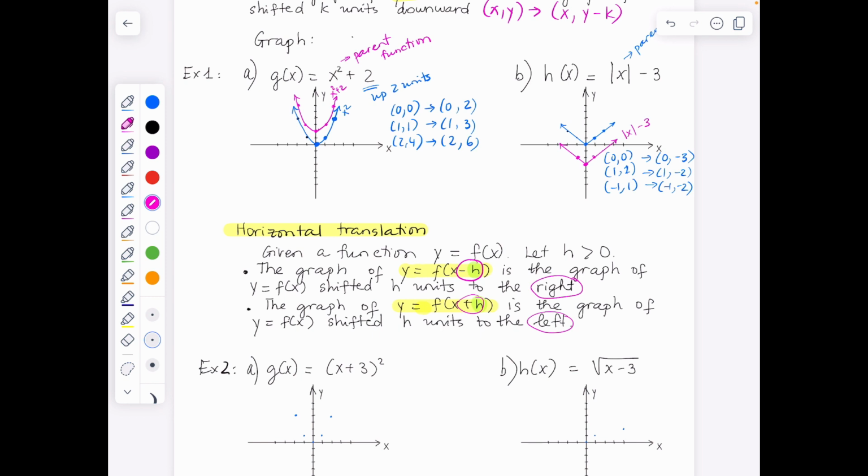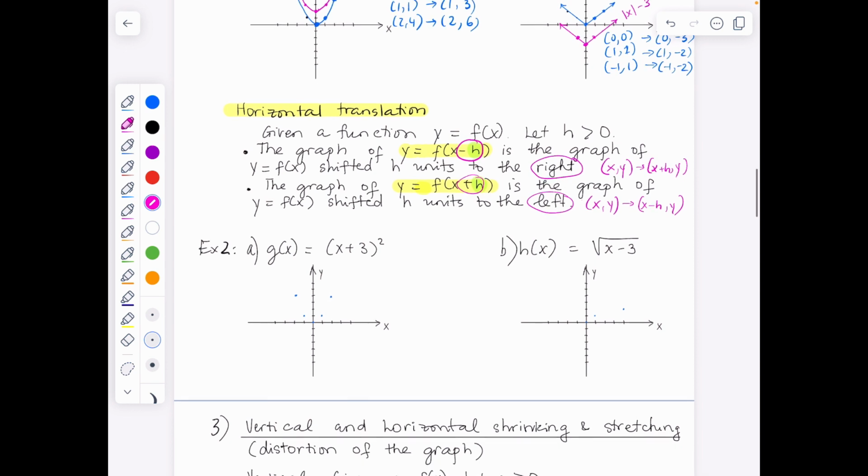And to transform points, we are going to keep all the y coordinates the same. So you are going to replace x, y with x, keep y the same. And then as for x, we are going to add h to x. And as for shifting to the left, we're going to transform the points x, y, keep y the same, and then we're going to subtract h. And that will indicate the left shifting.